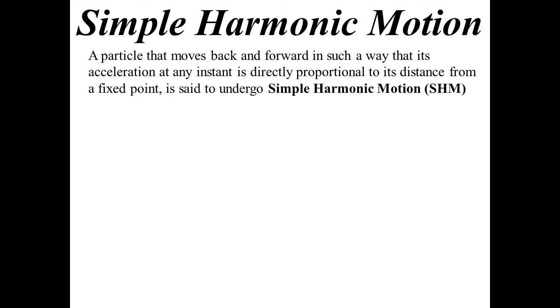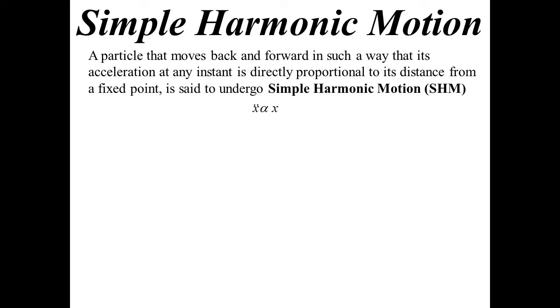Simple harmonic motion. Basically, that's what it is. It's not called simple harmonic motion because it's simple, although it is. It's the actual motion itself that's very simple. It just goes backwards and forwards between 2 points, and it's defined this way. Its acceleration at any instant will be directly proportional to its distance from some fixed point.